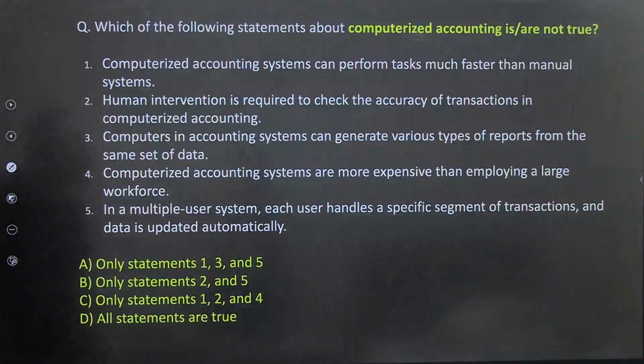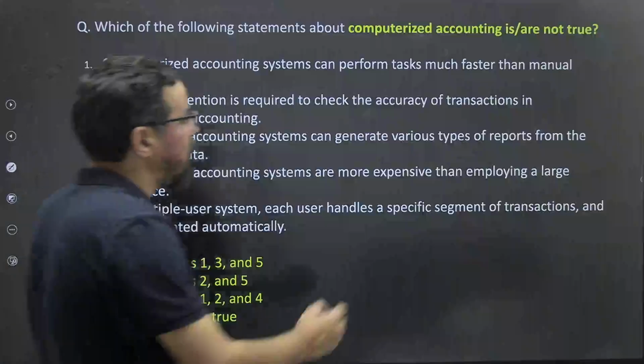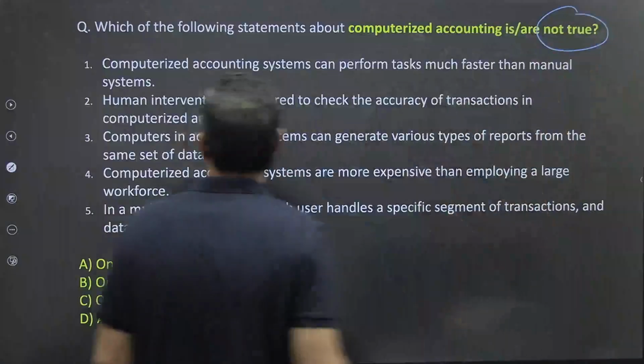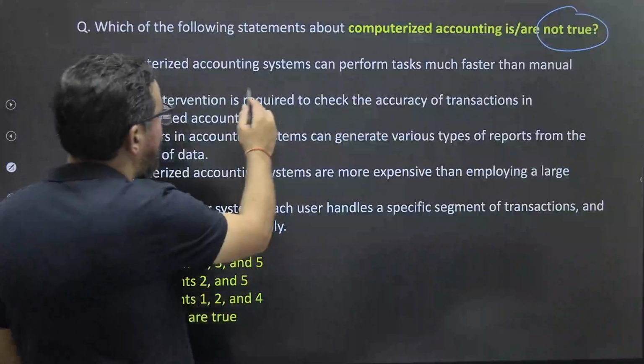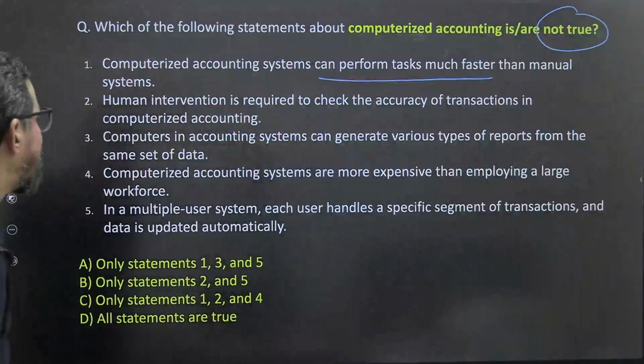So first question, computerized accounting, and you have to find out the incorrect statement, okay? Not true. So what will be your correct answer? Computerized accounting system can perform tasks much faster than the manual system.